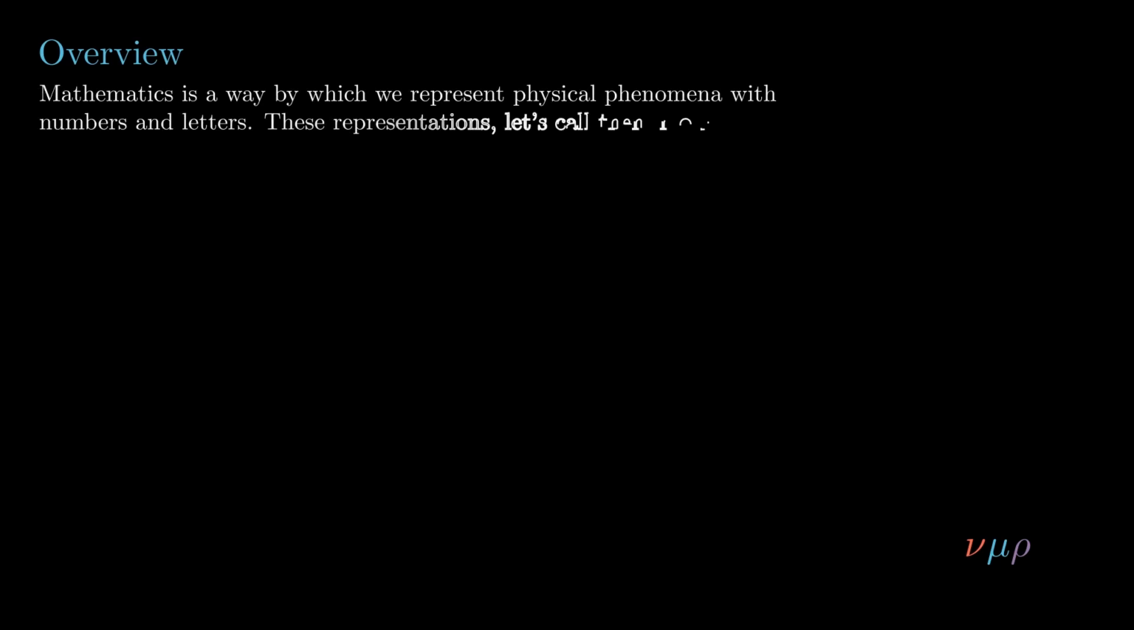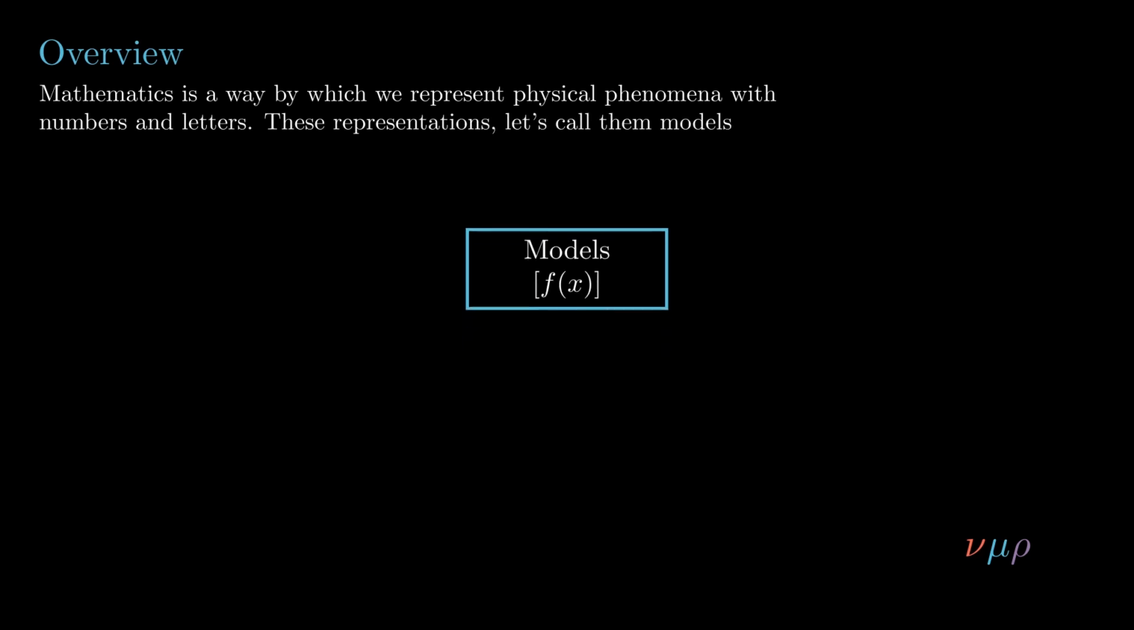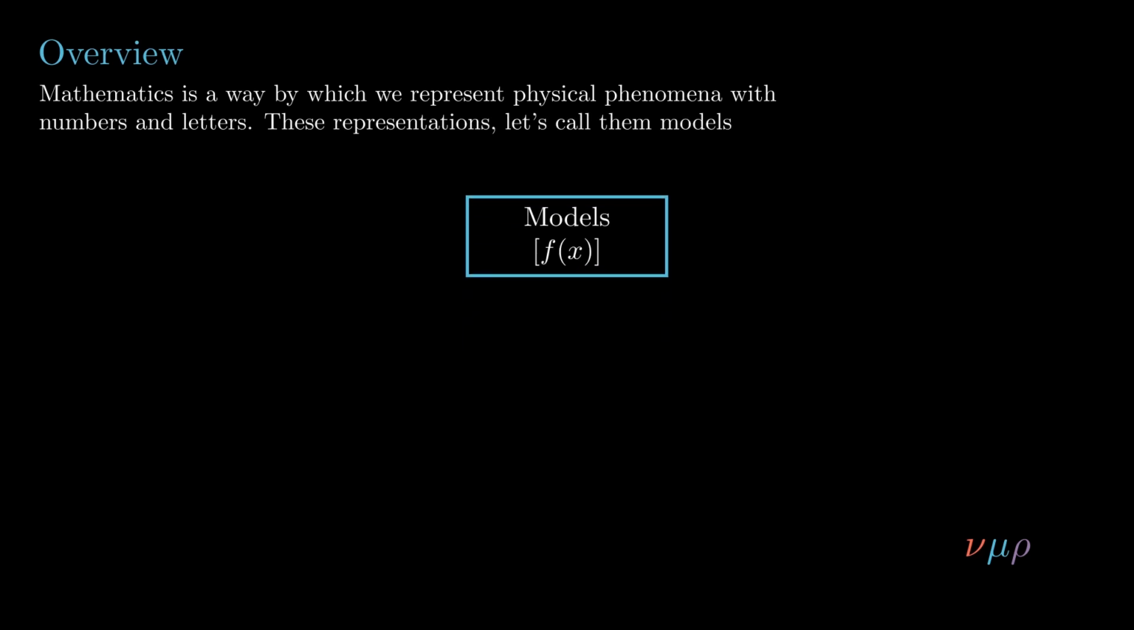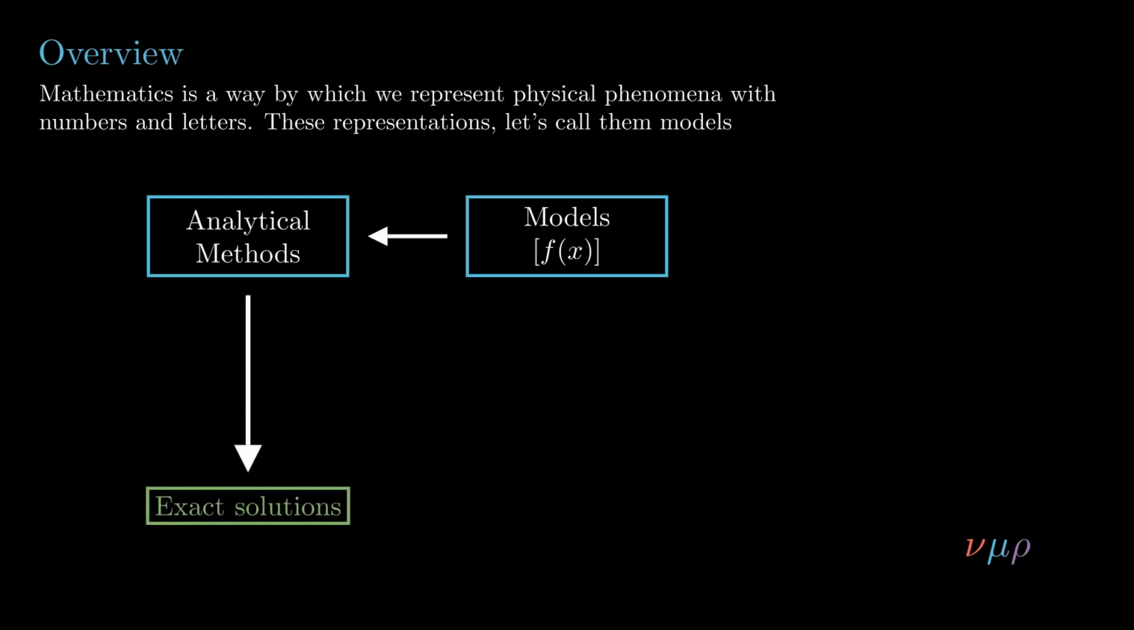An overview. Mathematics is a way by which we represent physical phenomena with numbers and letters. These representations, let's call them models. These models are typically some kind of analytical expression, ordinary differential equation or partial differential equation, or a set of them, which usually are functions of considered variables in the physical problem. They could be solved analytically, and that is using analytical methods. Exact analytical solutions could be obtained from these methods.